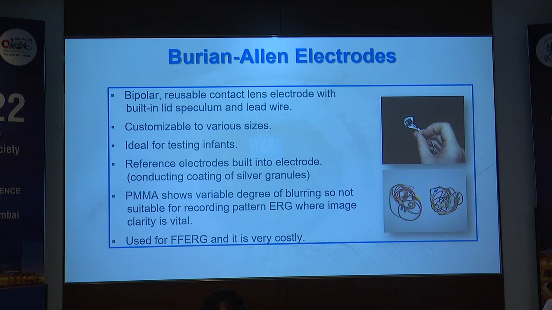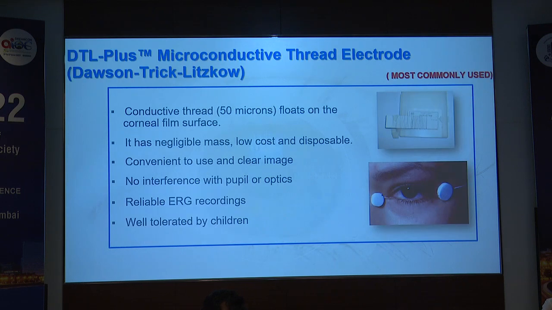Then we have got the Burian Allen electrodes. These are bipolar, again reusable contact lens electrodes, with built-in speculum and lead wires, customizable to various sizes. These are ideal for testing infants. Reference electrodes are built into the electrode itself. The PMMA shows variable degree of blurring, so it's not suitable when we need an ERG where full clarity is very much vital. This is usually used for a full-field ERG, but remember, these are very costly electrodes.